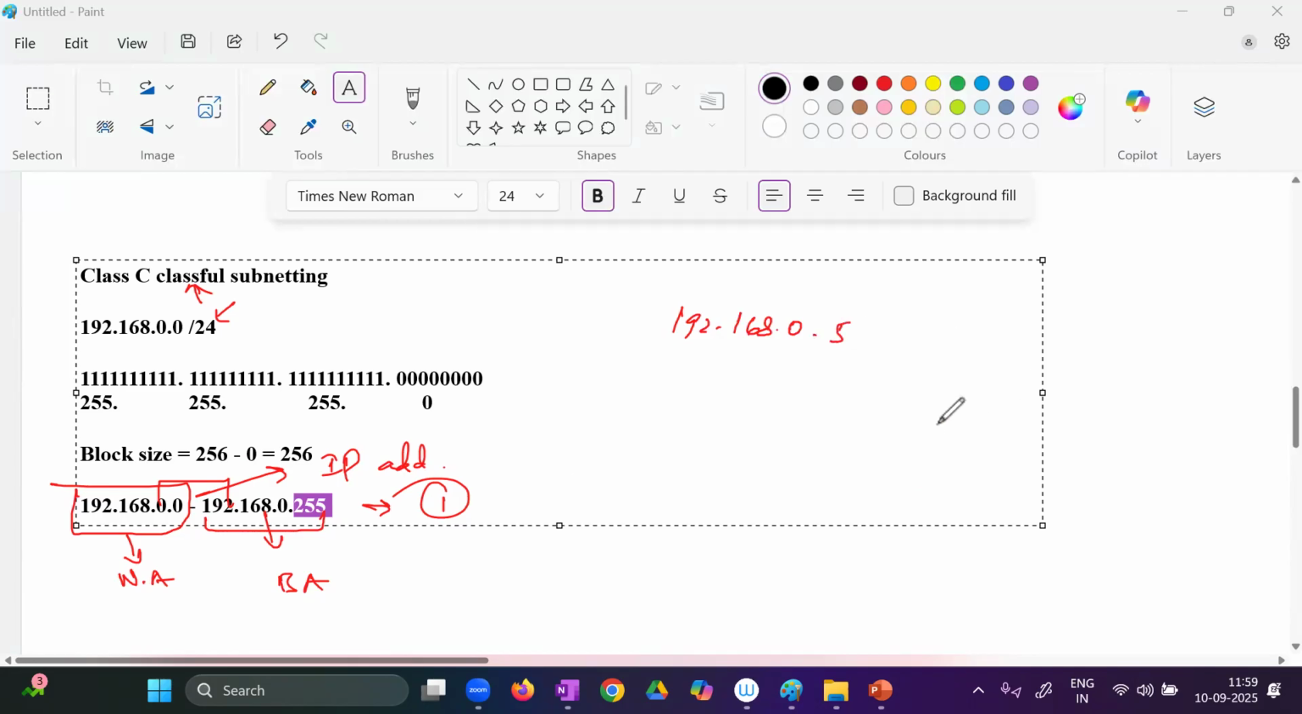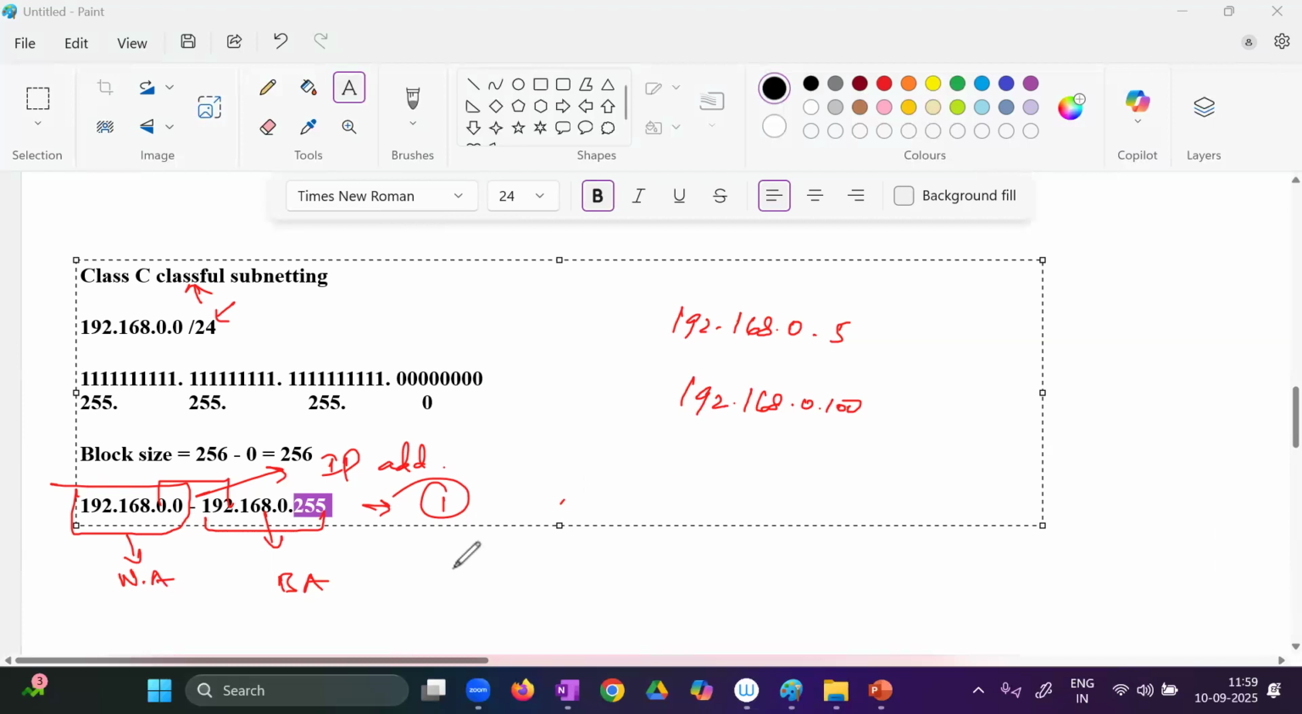So if I'm asking you 192.168.0.5, what will you tell? This is IP. Which network? 0.0. If I tell you 192.168.0.100, what is this? IP. Which network? Dot zero.